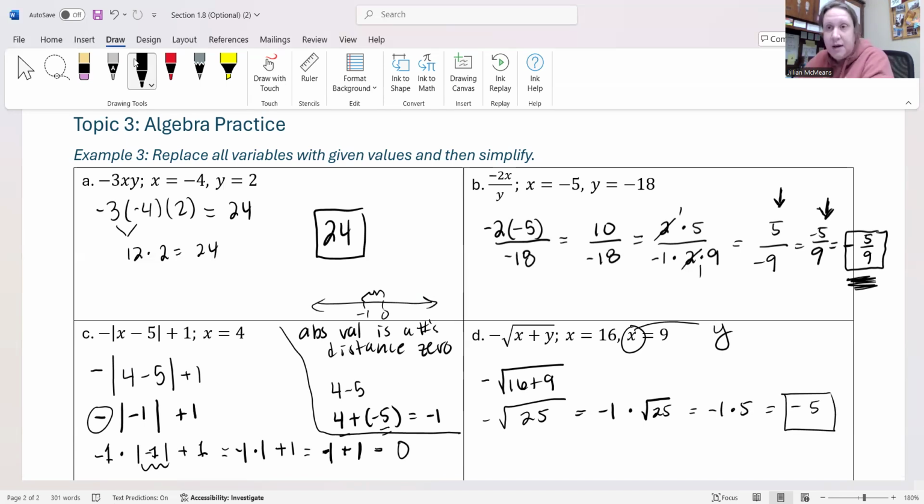Apologies for the typo right there. I'll make sure it's fixed later, but just know that x equals 9 should really be y equals 9. All right, and that's it.